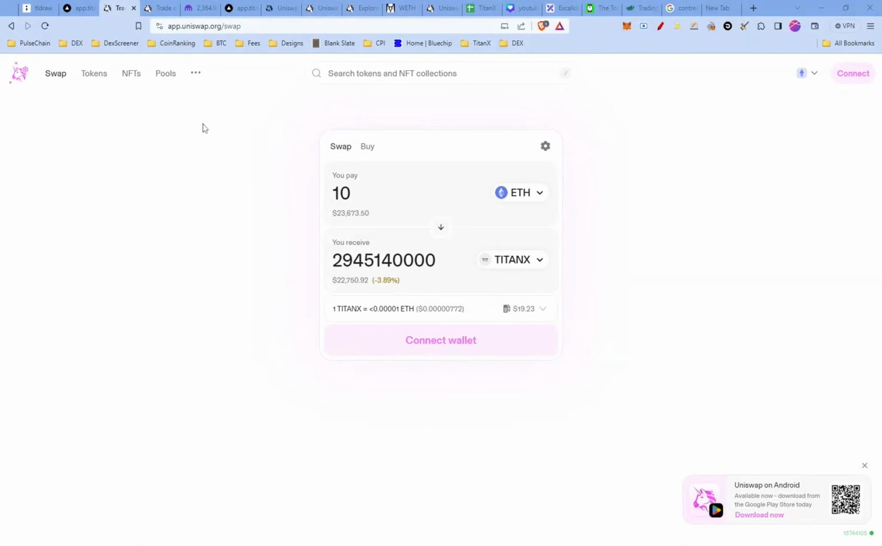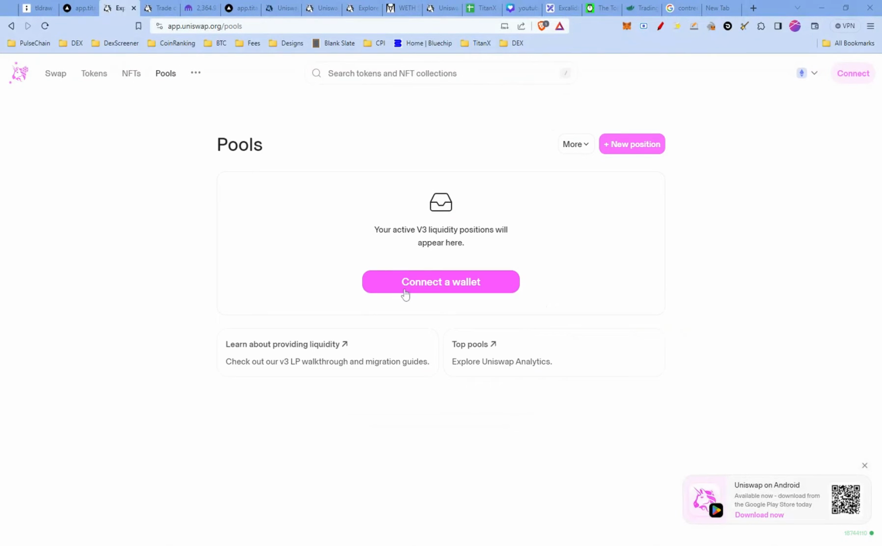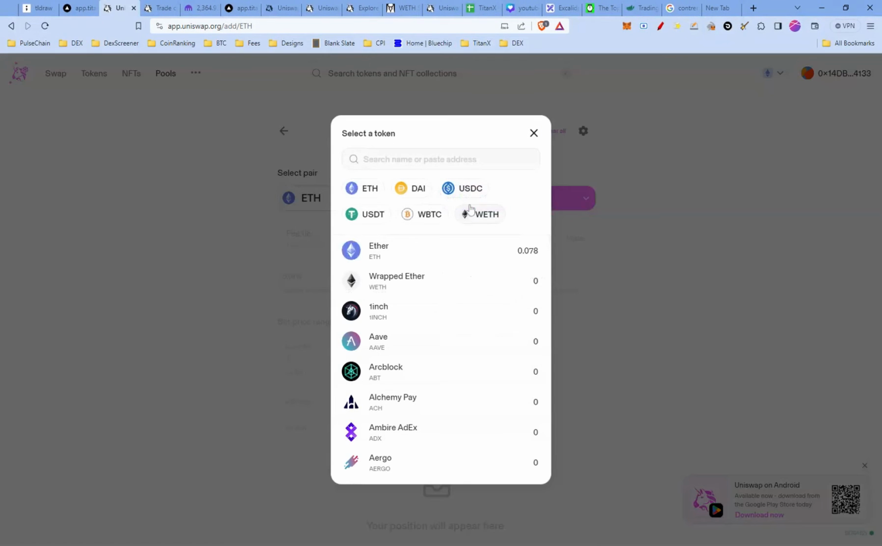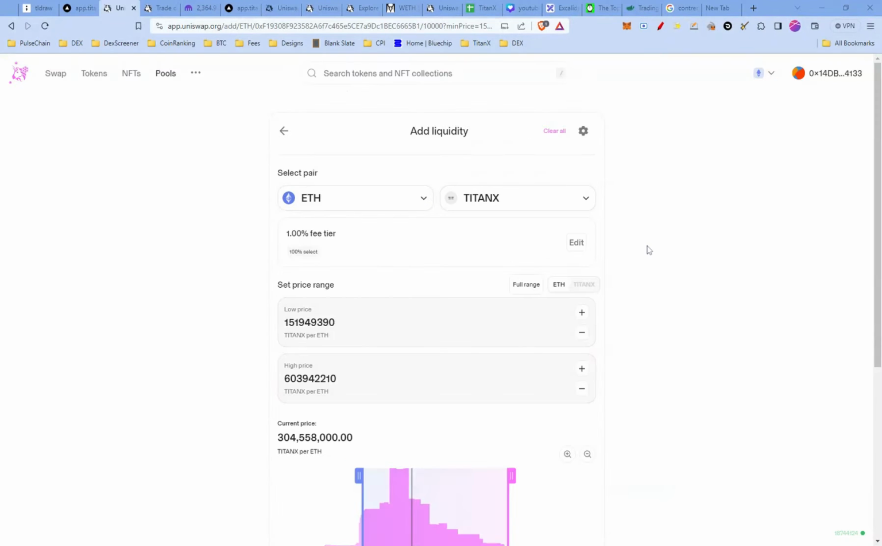Enough of the slippage example, let's jump to the pool. First, I'm going to connect my wallet. Choose MetaMask. I'm going to select new position. Then I'm going to select the token, TitanX. I don't find it, so I'm going to paste in the address again. Let me explain what you see here.